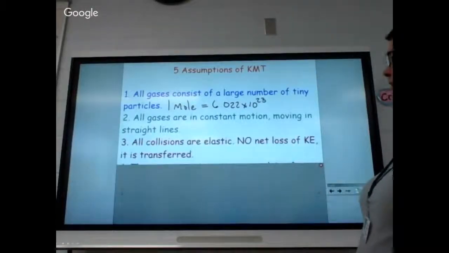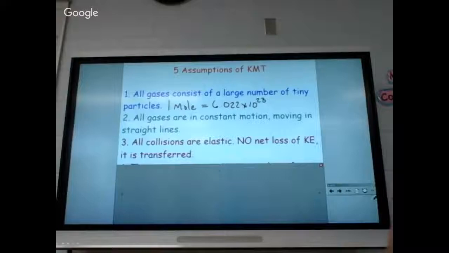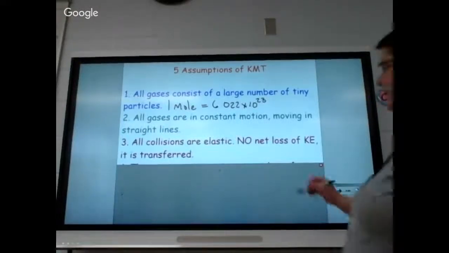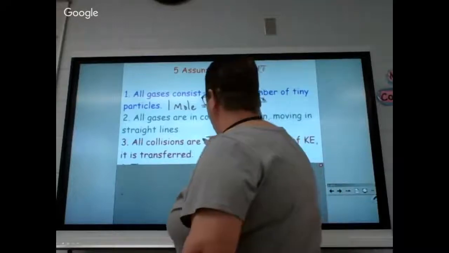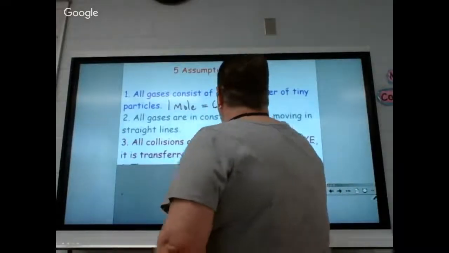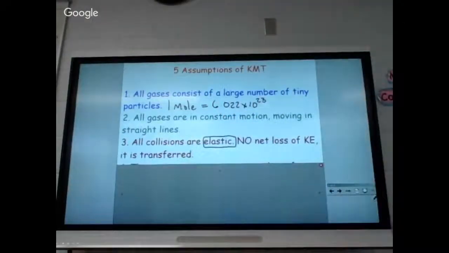Number 3 is a new vocabulary word for us. All collisions are elastic. Okay? This is a new vocabulary word. Elastic collisions means there is no net loss of kinetic energy. It's transferred.